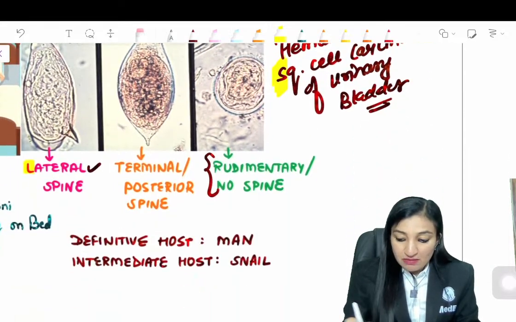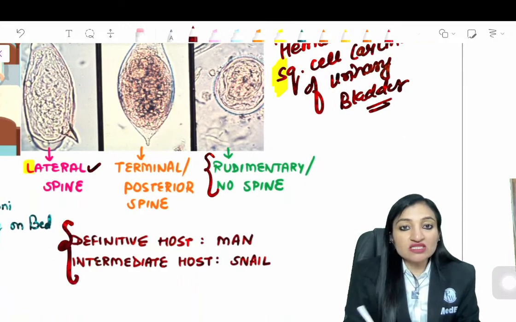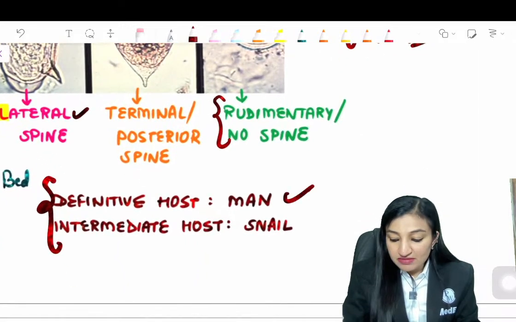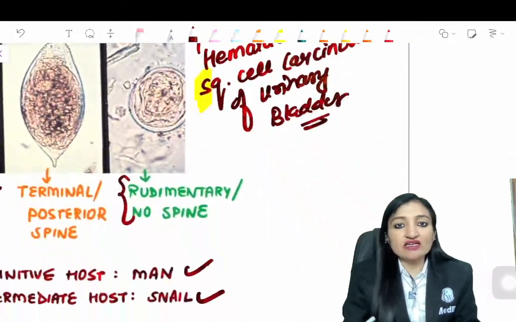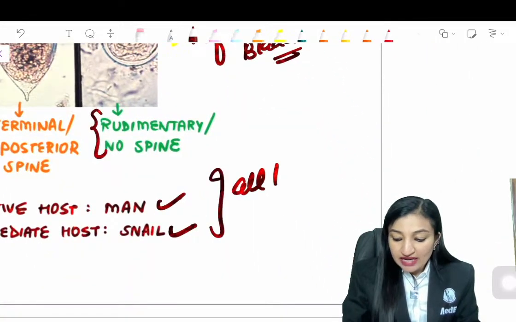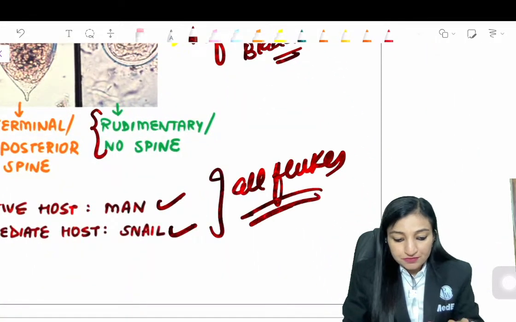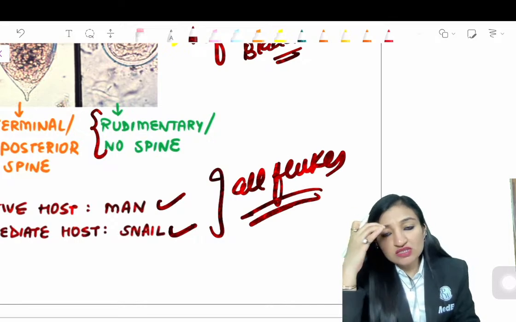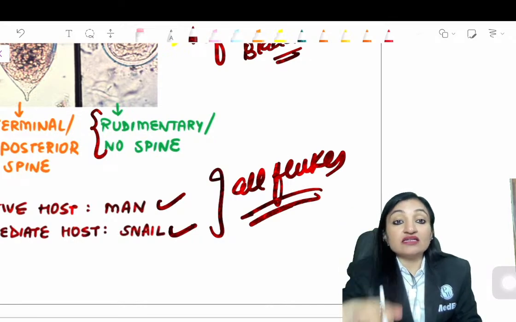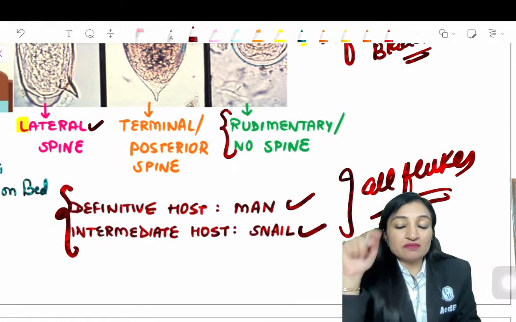And remember, in case of these blood flukes, the definitive host is man and the intermediate host is the snail. In fact, in all the flukes, the definitive host is man and the intermediate host is the snail.